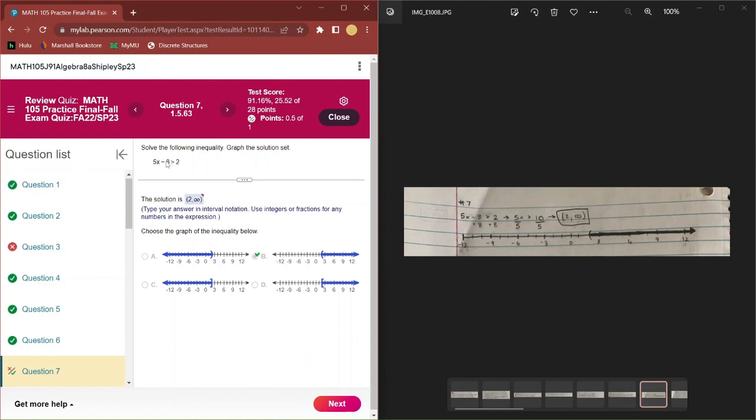So the answer would be x, any number greater than 2. That's what it would end up looking like. And so you graph that by using this. It's this graph because it's open-ended. It's got the open circle because it doesn't have the line underneath. It's not greater than or equal to. So it's got that, and then it just goes to infinity.